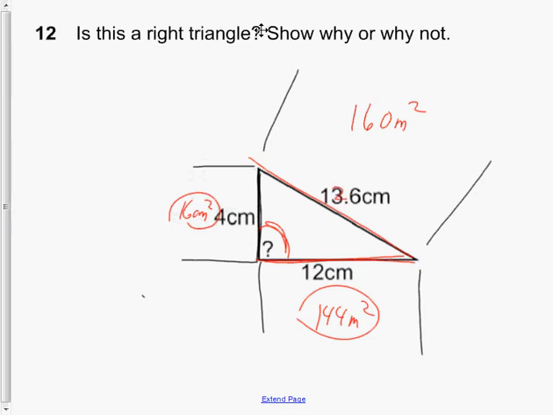So the answer is no, it's not a right triangle, because the area of the squares attached to the legs of the right triangle do not add up to be the area of the square attached to the hypotenuse.